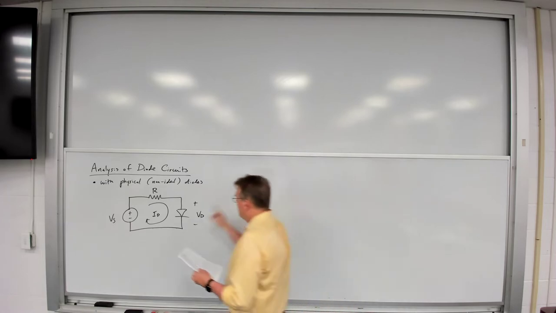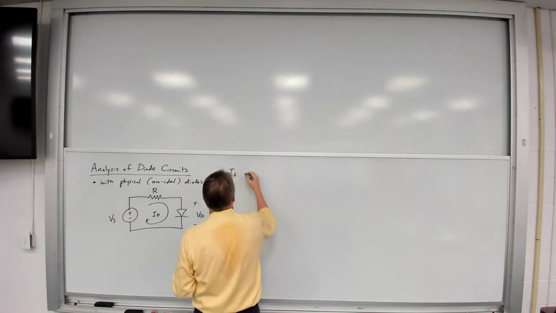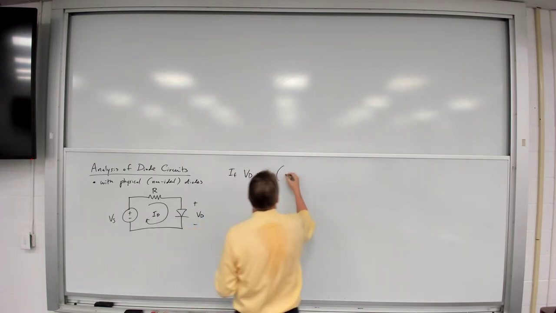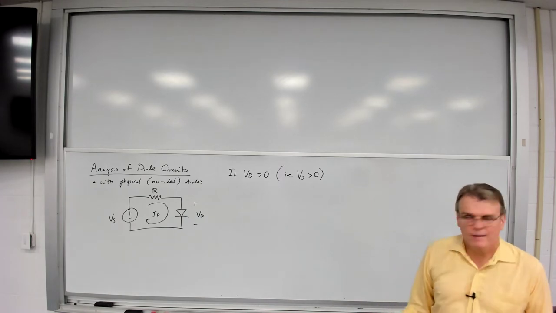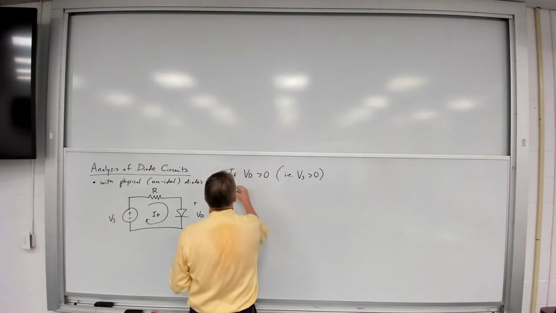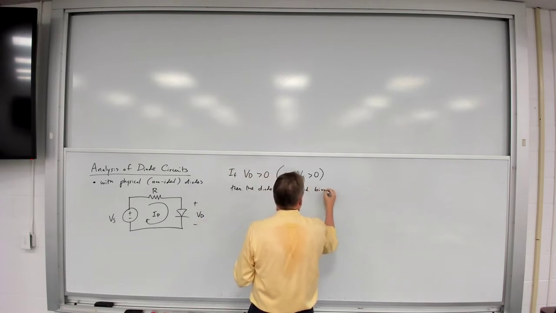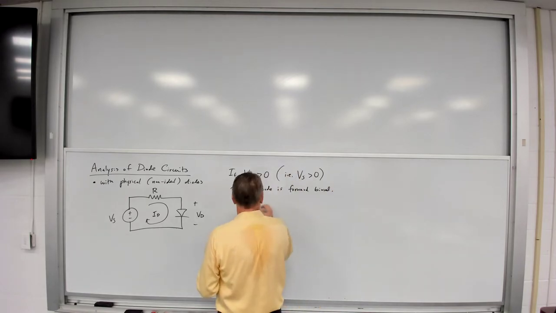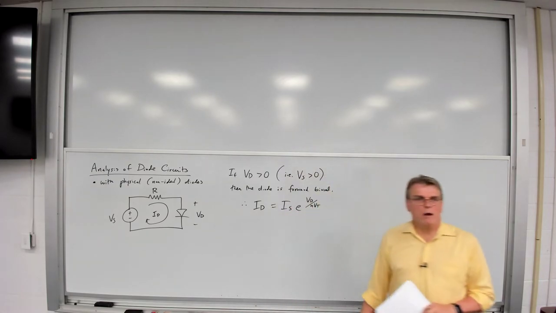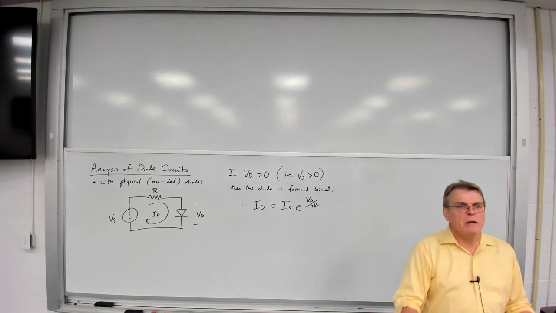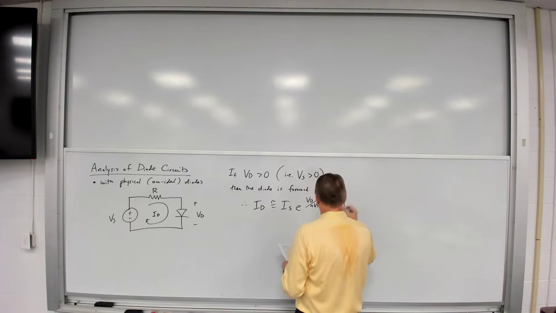Okay, now, if VD is a positive voltage, and in other words, that means if the source voltage is also positive, then the diode will be forward biased. And therefore, we apply this approximation. If we assume VD is sufficiently large, as we saw before, we ignore the minus one term because it's small. So here's equation one.